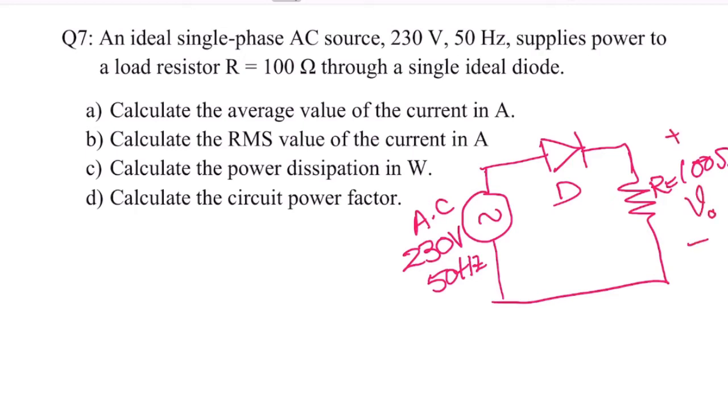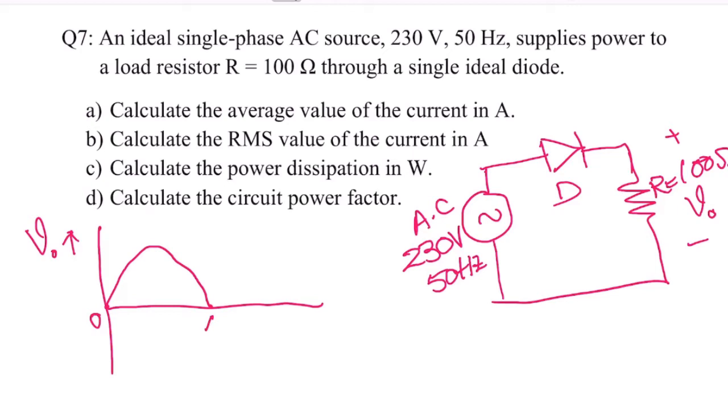Now, if I am looking at the output voltage, it is a single phase half-wave rectifier. Whenever it is a single phase half-wave rectifier, the output will be this waveform. The diode starts conducting from 0 onwards, and this is 0, this is pi, and this is 2 pi, and from 2 pi to 3 pi, again the waveform goes on.